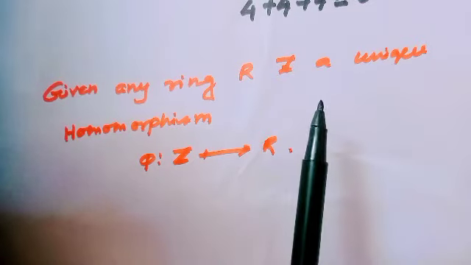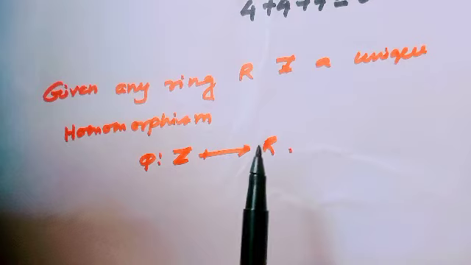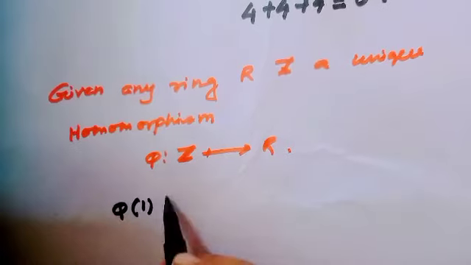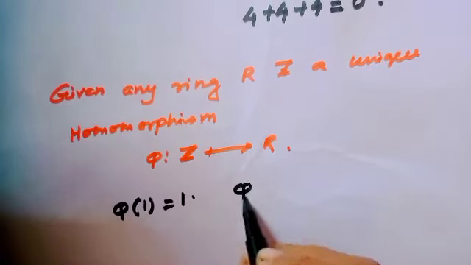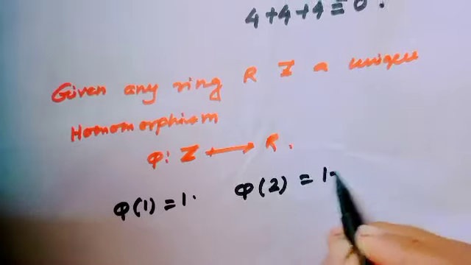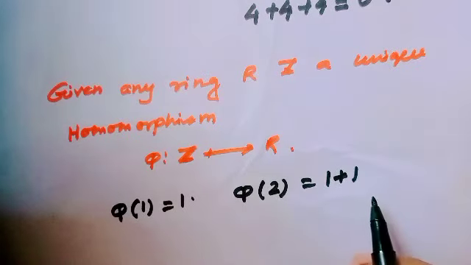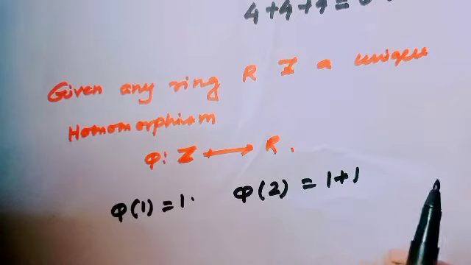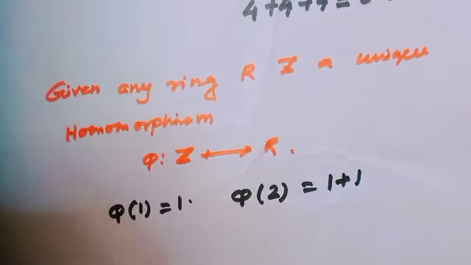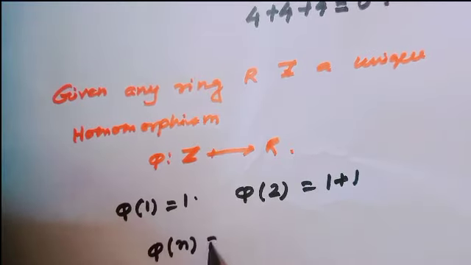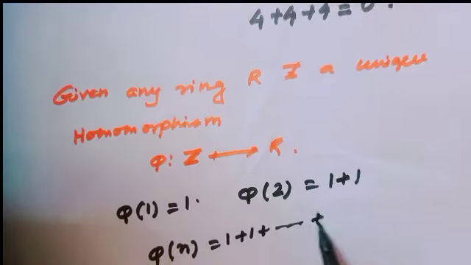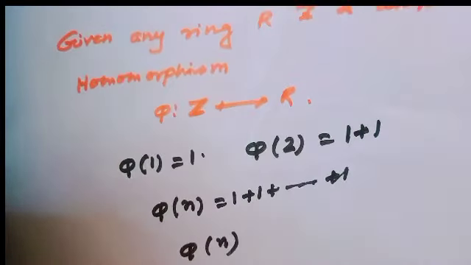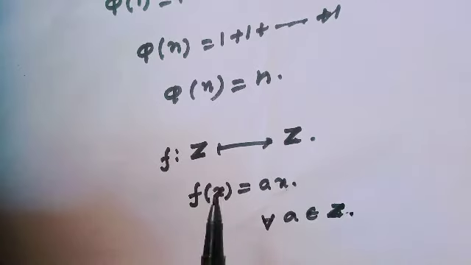Given any ring R, there always exists a unique homomorphism phi from Z to R. Because here, phi of 1 should be 1, then phi of 2 should be 1 plus 1, adding the unity of this ring R to S. Then by induction, phi of n equals 1 plus 1 plus 1, n times, that means phi of n equals n.